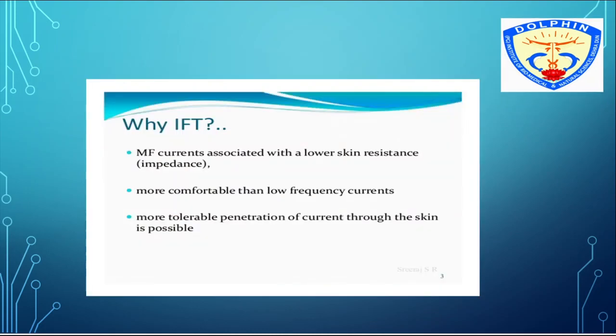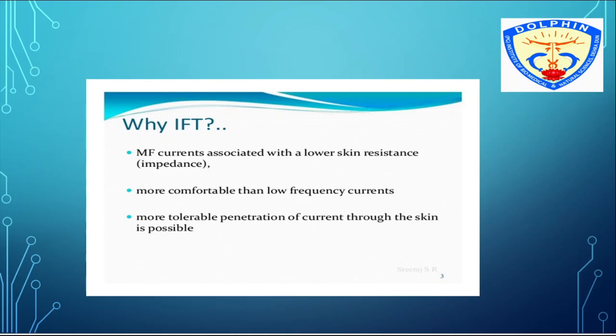These are medium frequency currents associated with low skin resistance, or skin impedance, and are more comfortable than low frequency currents. More tolerable penetration of the current through the skin is possible by using interferential current. The basic principle of interferential current is to utilize the significant physiological effect of low frequency stimulation of nerves without the painful and somewhat unpleasant side effects sometimes associated with low frequency stimulation, because both are medium frequency currents forming a low frequency stimulation as the beat frequency.